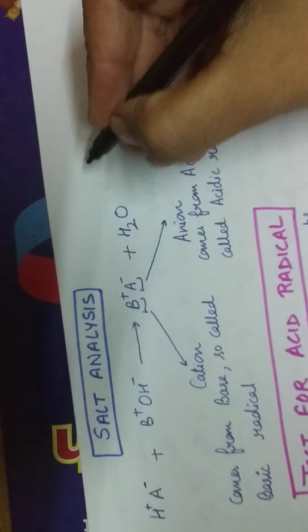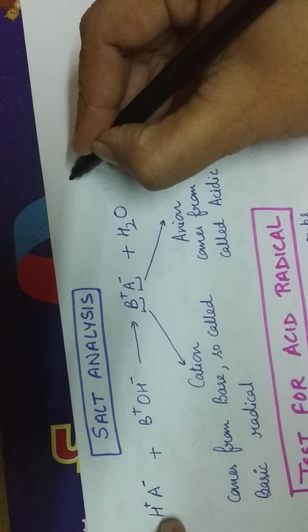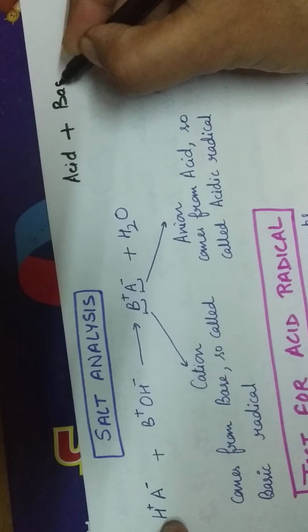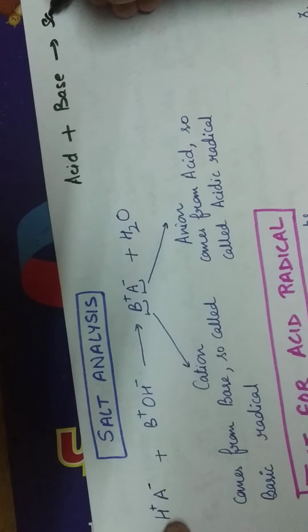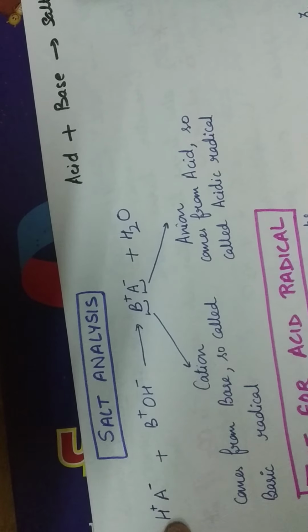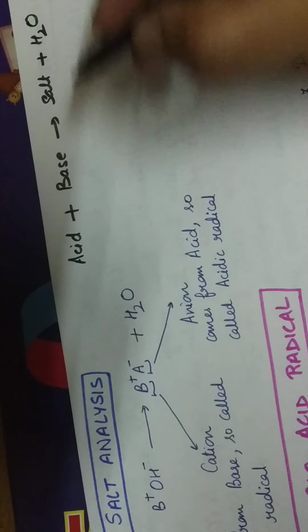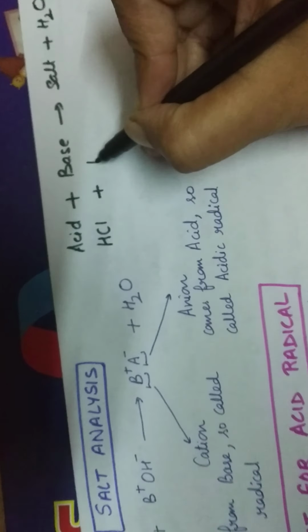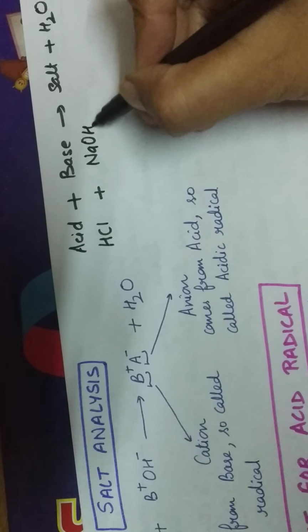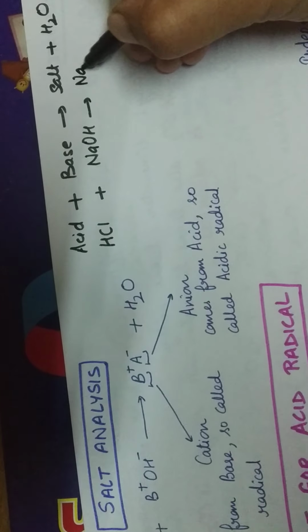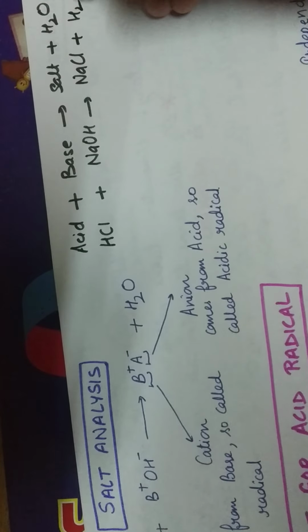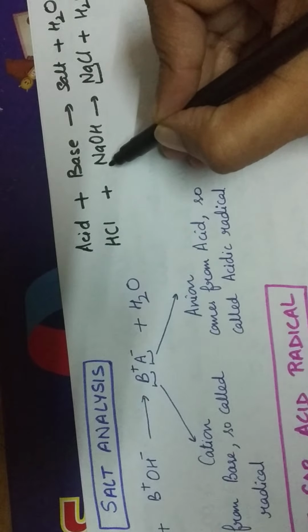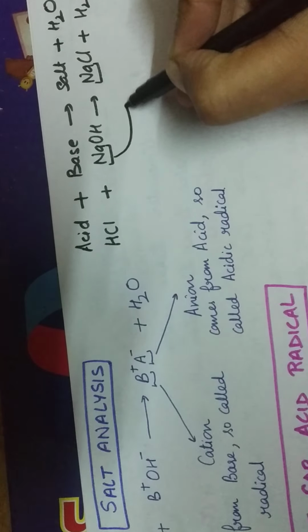Now as you know, salt is formed by the reaction of an acid when it reacts with a base. It usually forms salt and water. Say, for example, if we take acid HCl and base NaOH, then the salt formed is NaCl plus water.